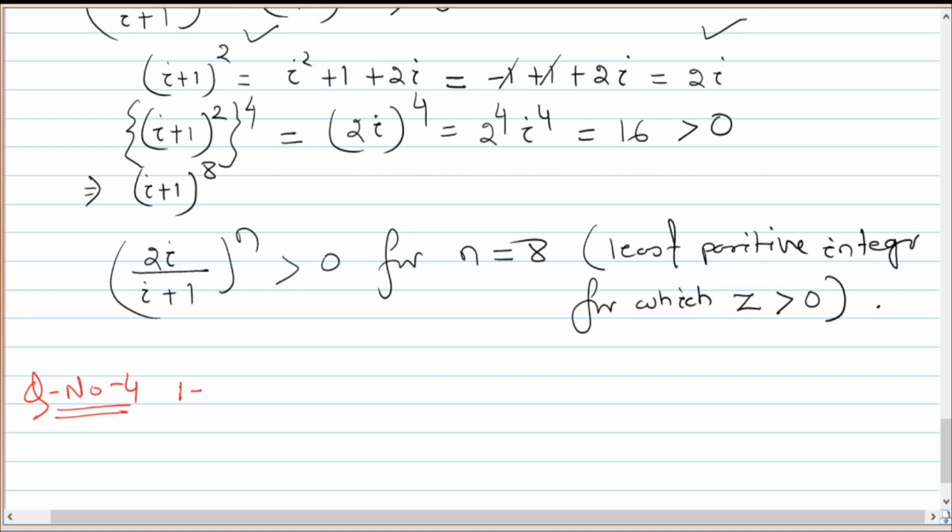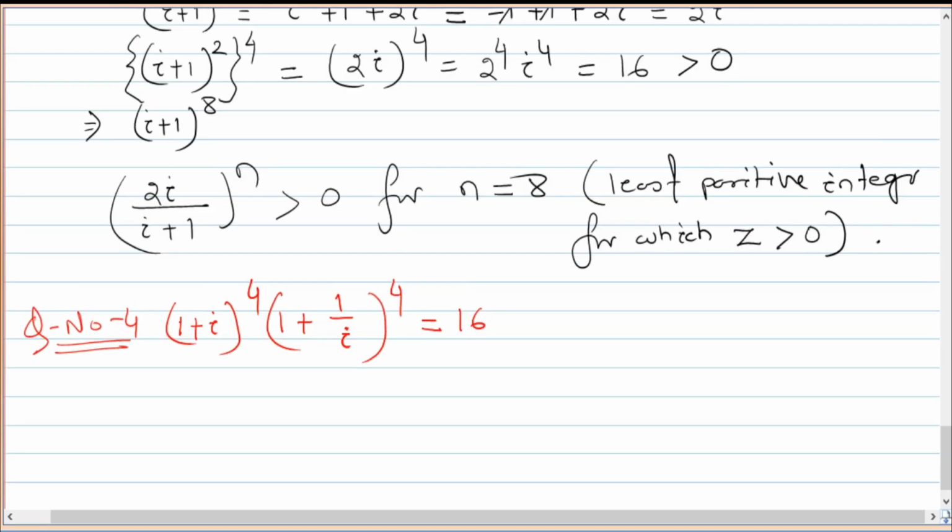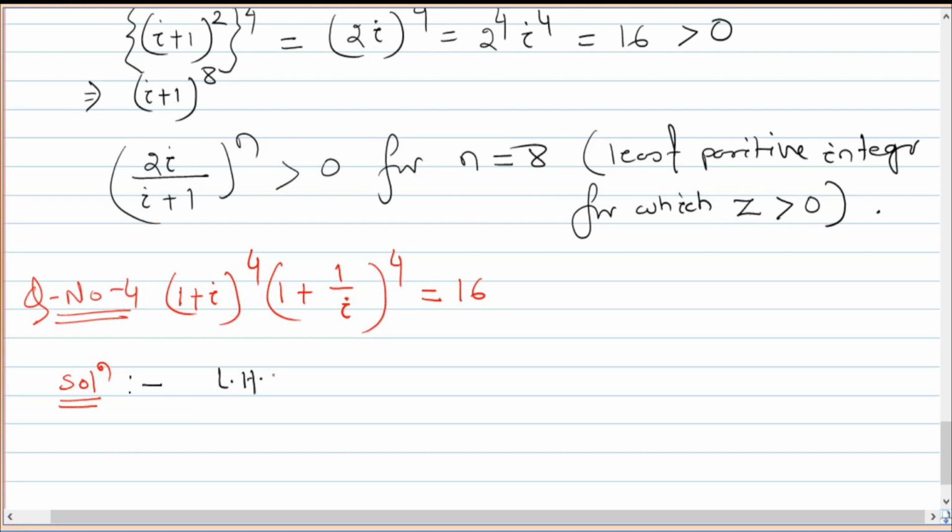Suppose you have to prove that (1 plus i) to the power 4 times (1 plus 1 by i) to the power 4 is equal to 16. How is it? You see, LHS is equal to how much? That is (1 plus i) to the power 4 times (1 plus 1 by i) to the power 4.